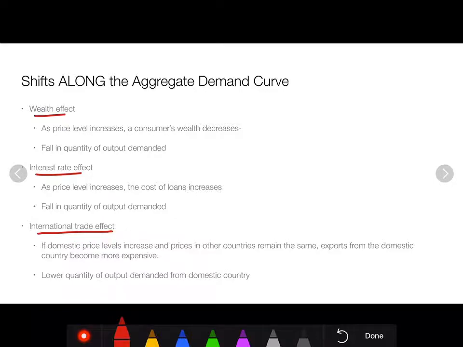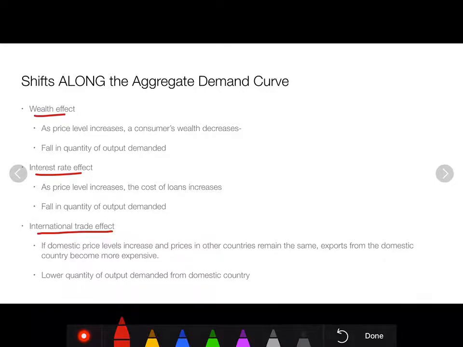Interest rates are a little trickier because right now, you're not real clear on what interest rates are. But again, we'll come back to this, but it makes better sense to put it with your background information on aggregate demand that you can then revisit. As the price level increases, the cost of loans in society increases. As the cost of loans increases, there's a fall in the quantity of output demanded.